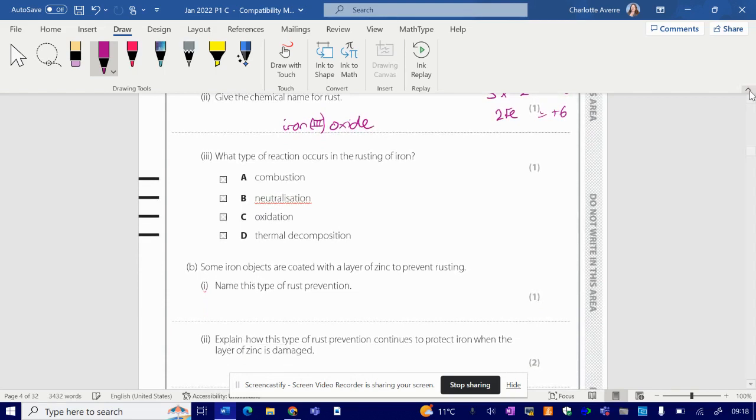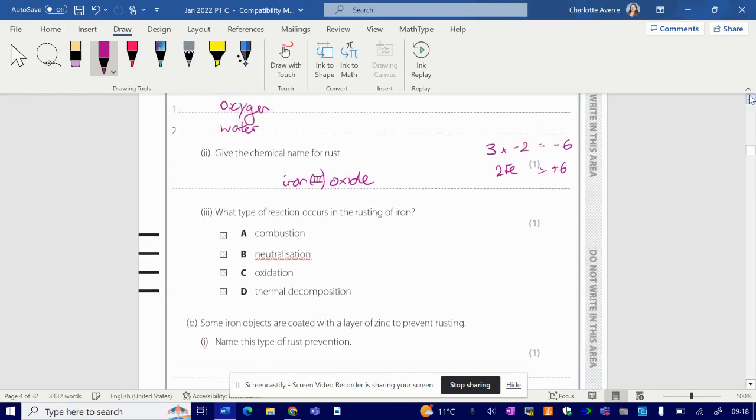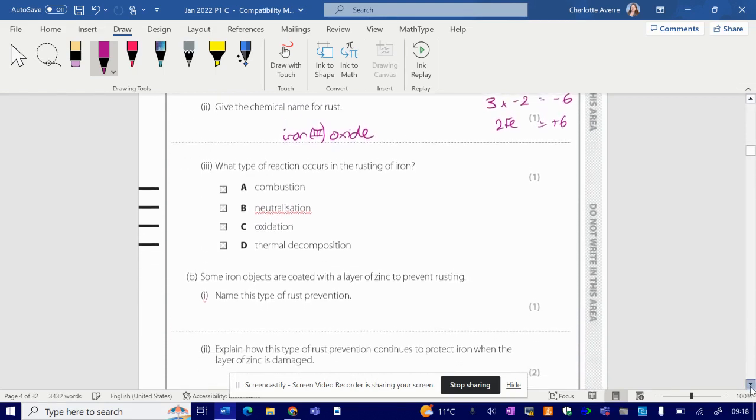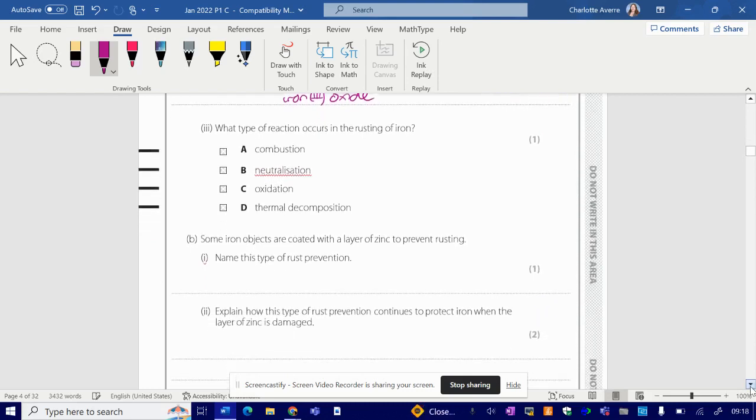Okay, the type of reaction that occurs in the rusting of iron. Well, we've already said that what we're doing is we are taking iron and we are turning it into iron oxide. So that tells you what type of reaction it is. You can see the iron is gaining oxygen, and another word for that is oxidation.